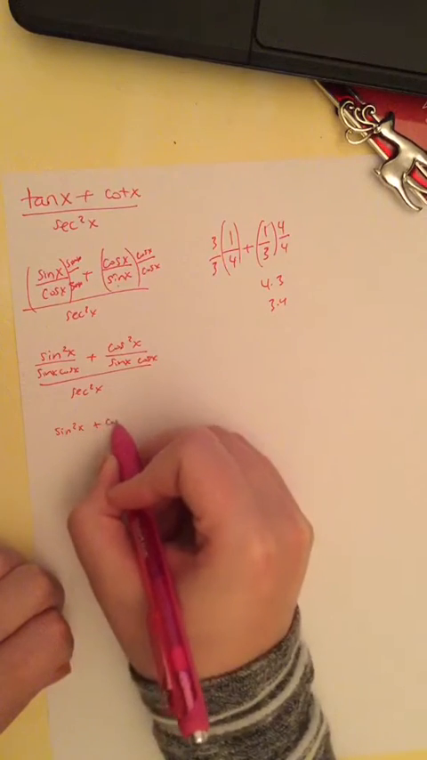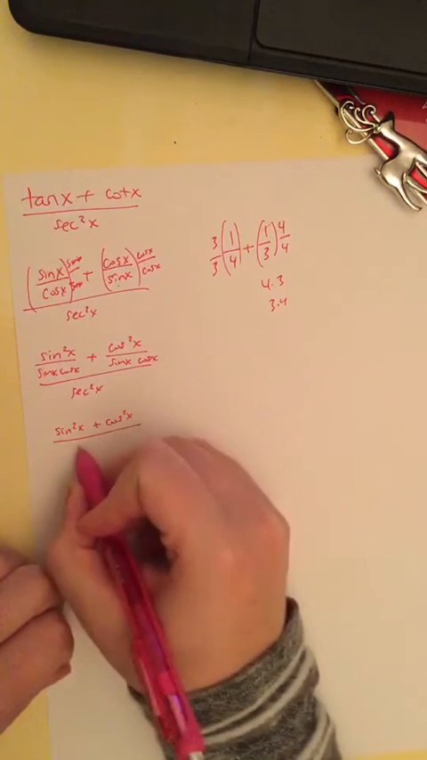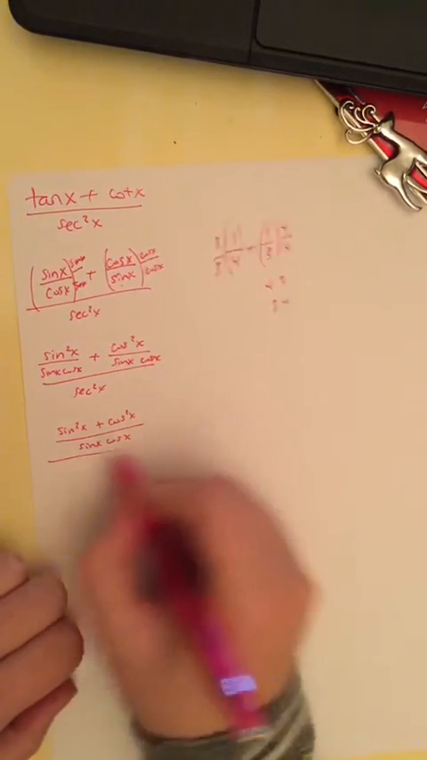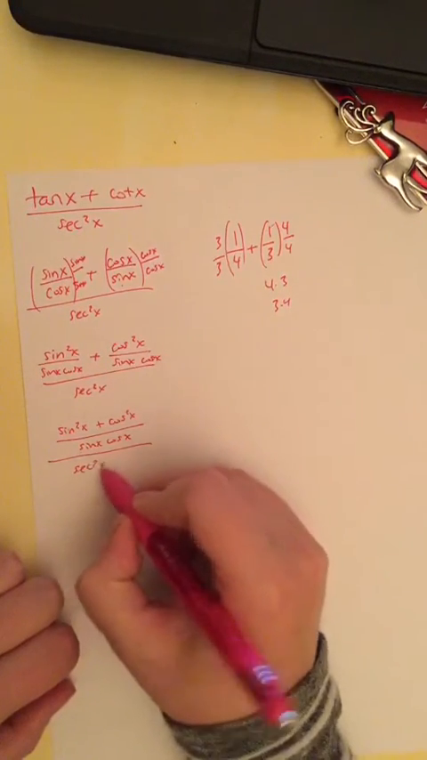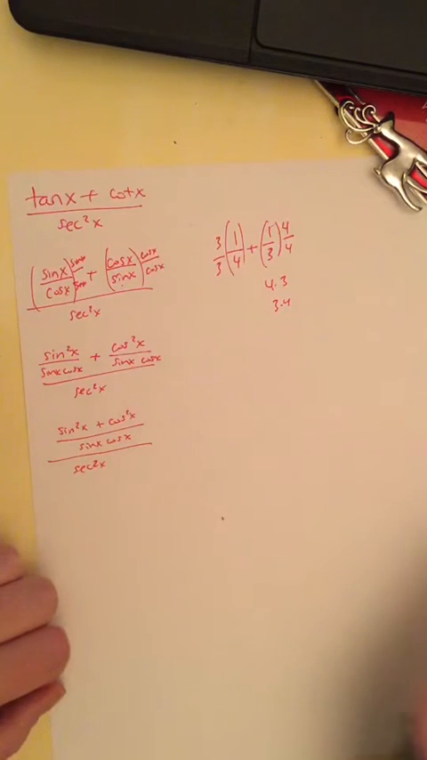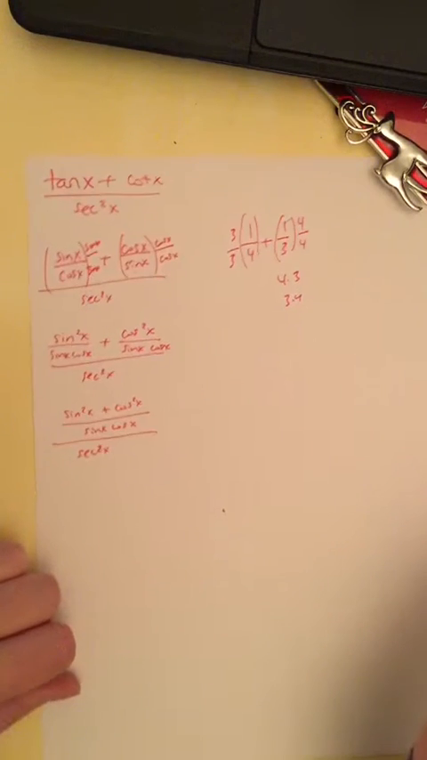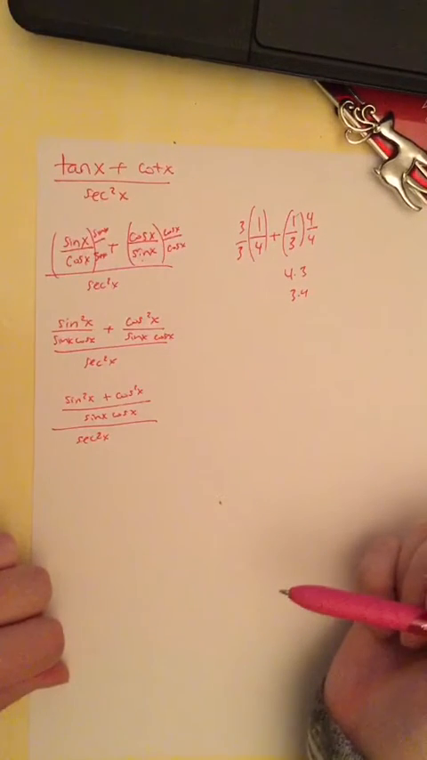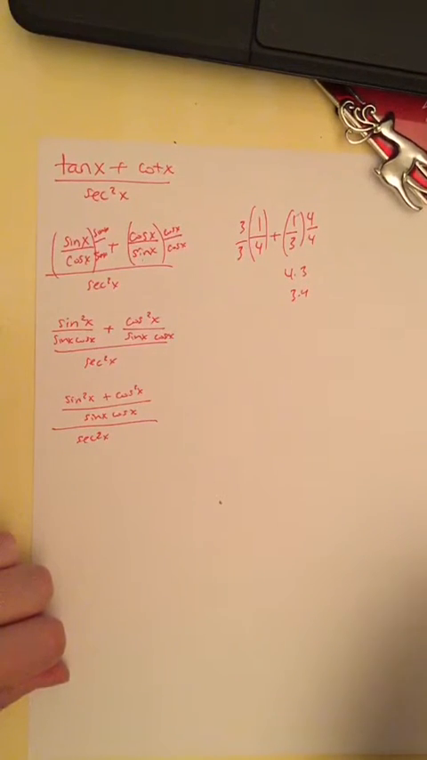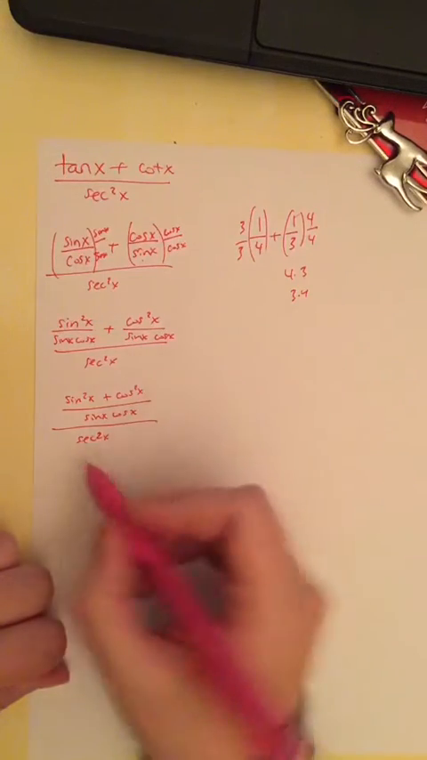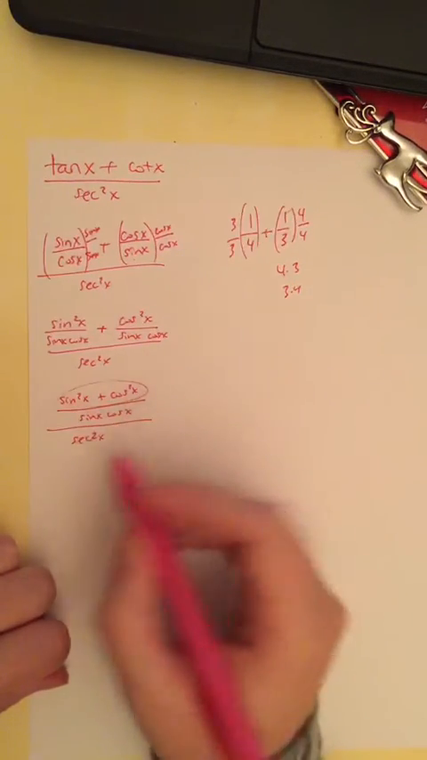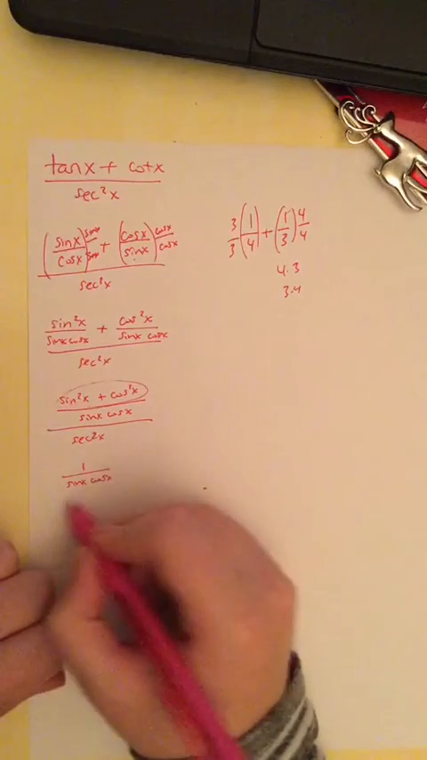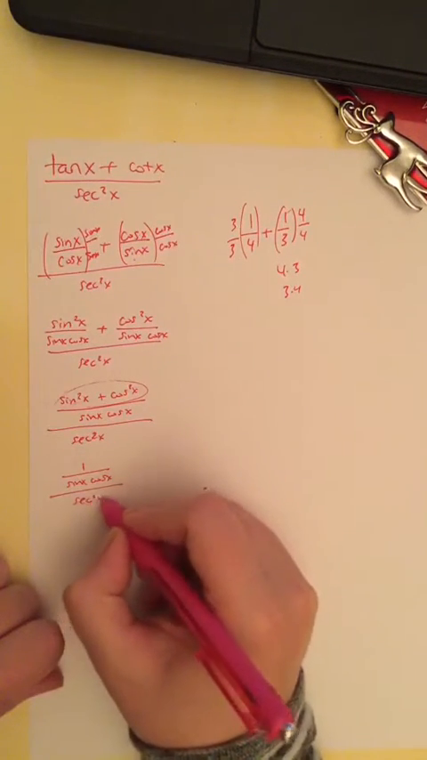So sine squared x plus cosine squared x, all over our common denominator, sine of x cosine of x, divided by secant squared of x. Now I hope when y'all saw this that you're starting to see what's going on and you got as excited as I did. So what's sine squared plus cosine squared? 1. So all of this is 1 over sine of x, cosine of x, all over secant squared of x.